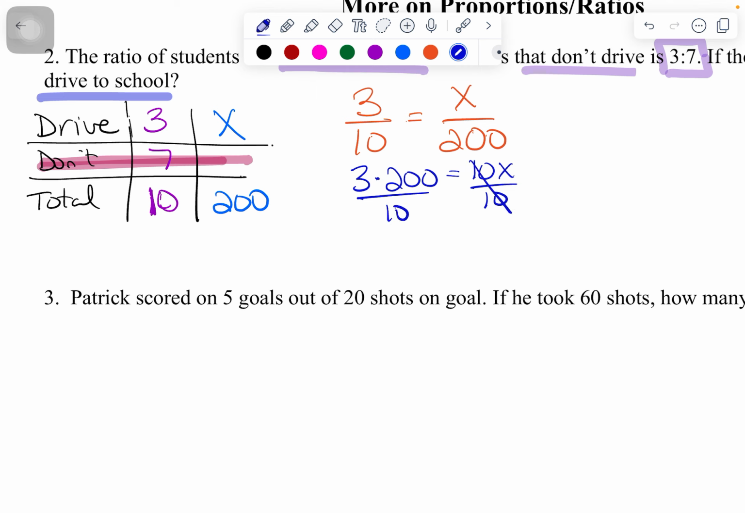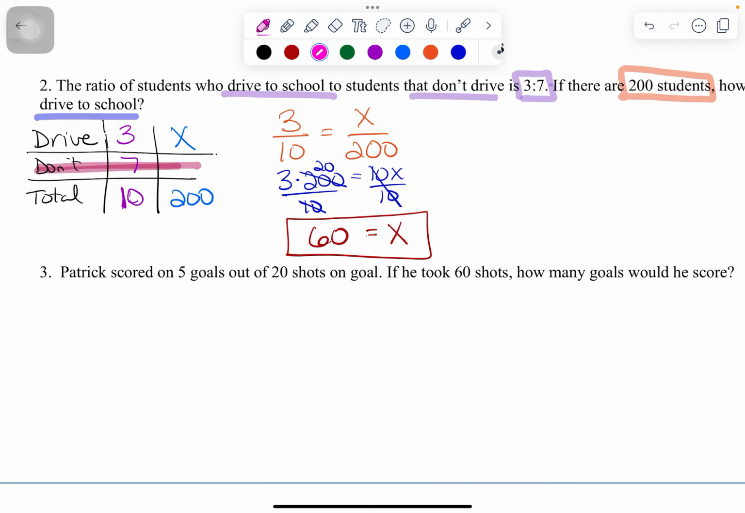So here's the fun part. I'm going to simplify a little bit first. So 200 divided by 10 is 20. And that's going to leave me with x equals 3 times 20 is 60. So how many drive to school? 60 students drive out of those 200. All right, so that's problem number 2 here.